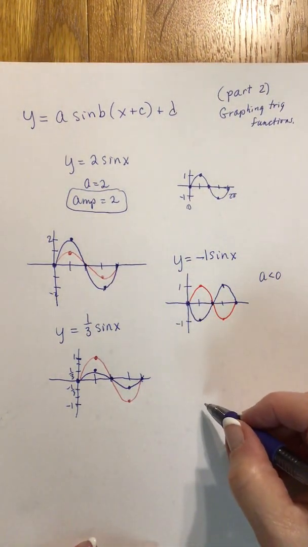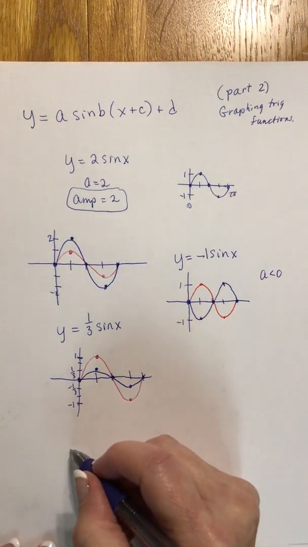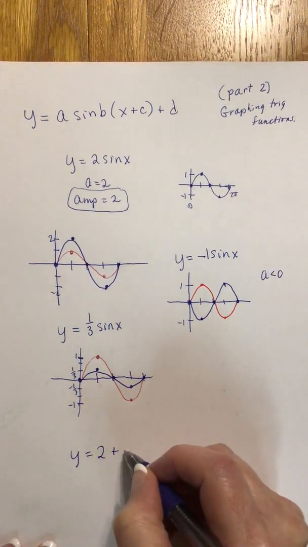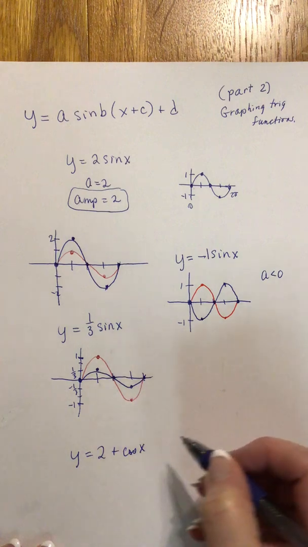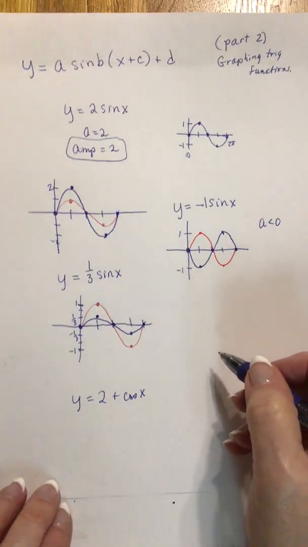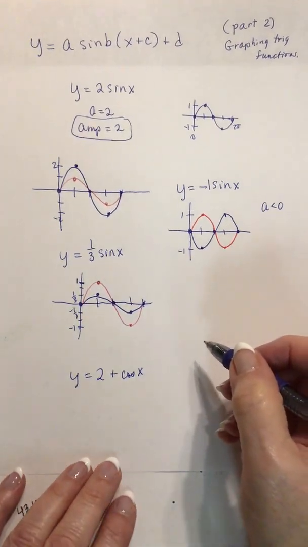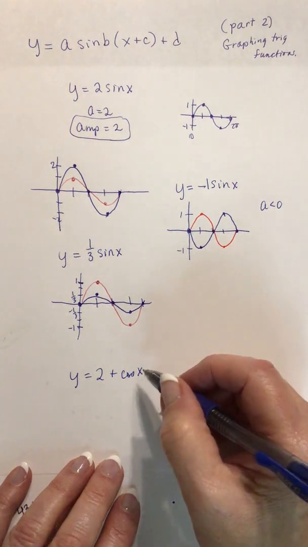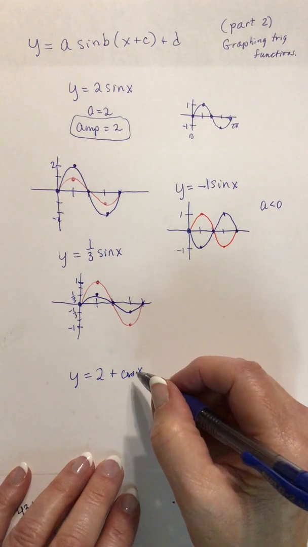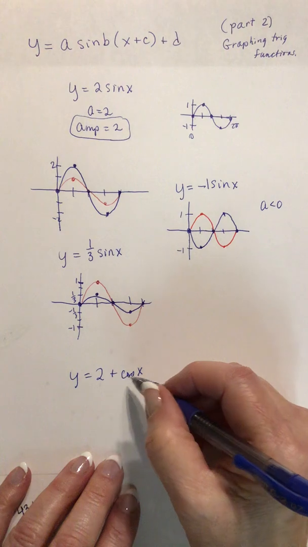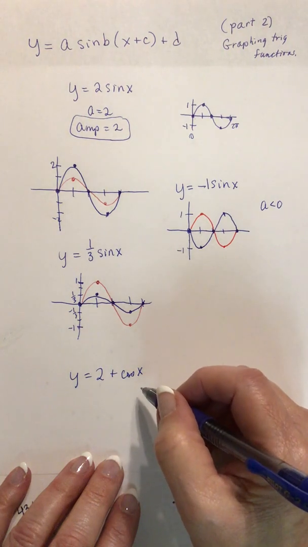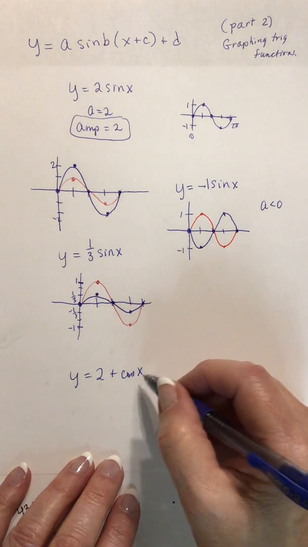So if I give you one that looks like this, y equals 2 plus cosine x. Y equals 2 plus cosine x is the d. This is the d that's outside. So outside the function moves our graph vertically, up and down. So in this case, it's going to move it up 2.